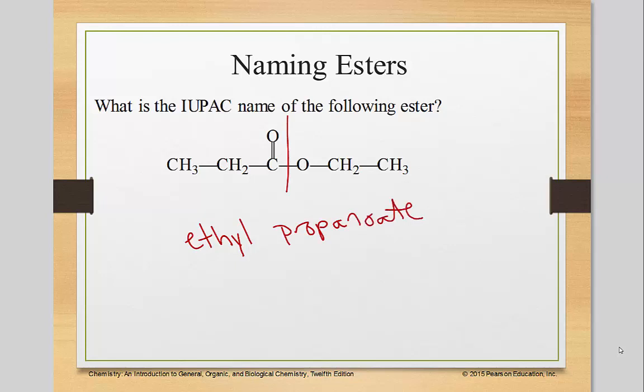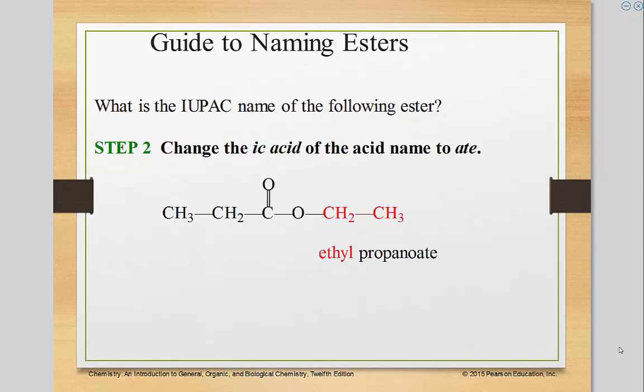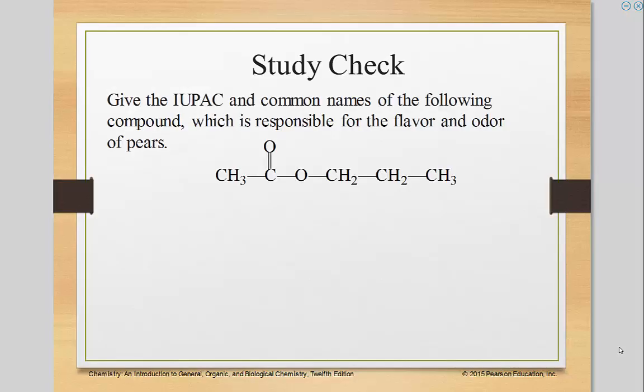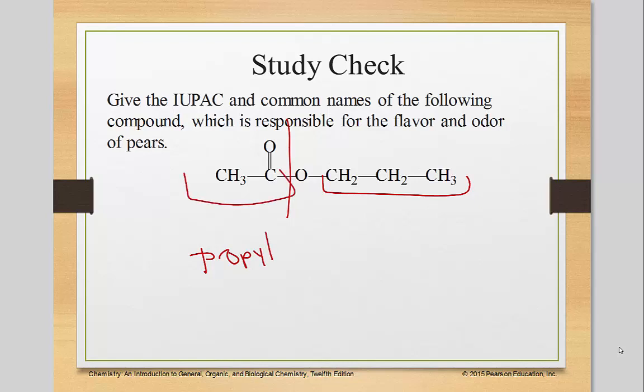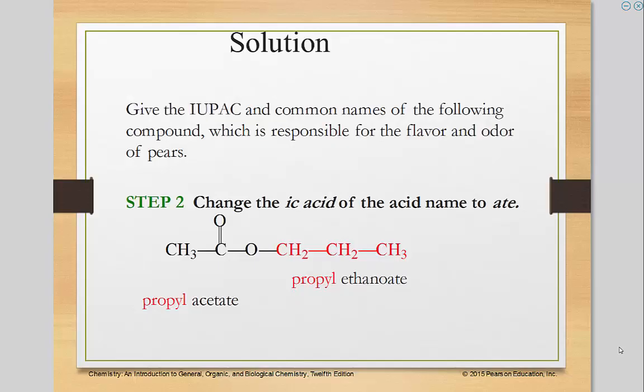Remember, this part came from the alcohol. This part came from the carboxylic acid. Alright, so let's try this one. Draw a line. There's 3 carbons here, so that's propyl. 2 carbons is eth, so ethanoate. This would be the common version, propyl acetate.